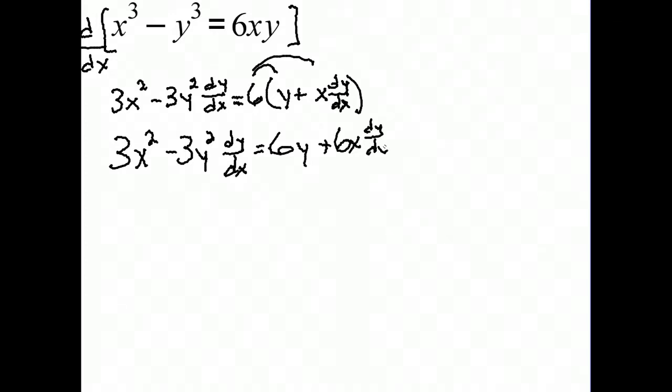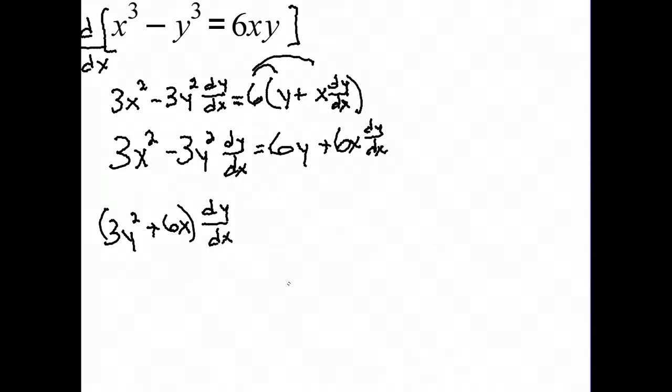And I'm going to notice I've got a positive 6x dy dx over here, and I've got a negative 3y squared dy dx over here. So I'm going to put those on the same side and say that's simply a 3y squared plus 6x, that quantity, times dy dx. Now I'll let you figure out to make sure that those signs are correct. If you move the negative 3y squared dy dx over to the right, they are both positive. I just wrote them on the left because I like to have my variable I'm solving for on the left.